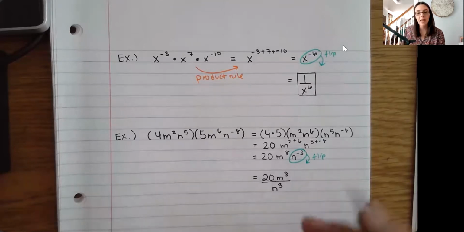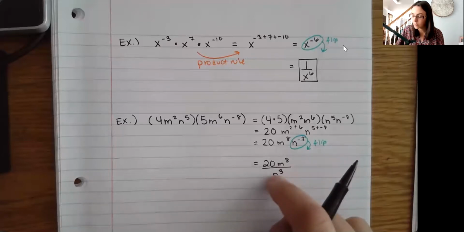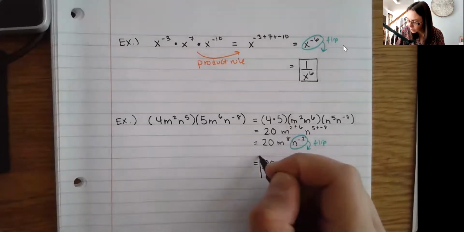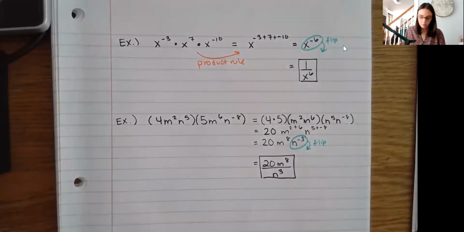If I look again, I don't see anything else I can do, right? I have no more negative exponents. I have different bases now, or different variables, so I can't actually go any further.